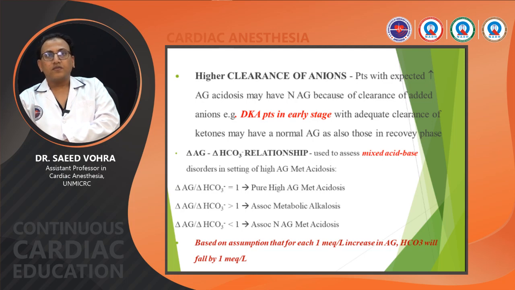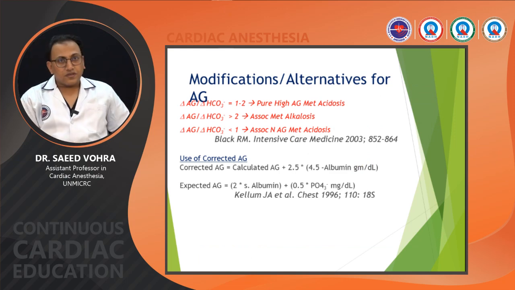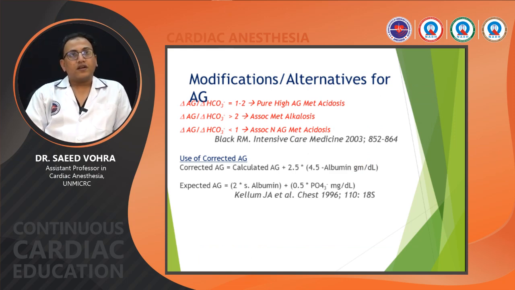The relationship between the difference of anion gap and bicarbonate: if the ratio of the change in anion gap to the change in bicarbonate is 1 to 2, then it is a pure high anion gap metabolic acidosis. If the ratio is greater than 2, then it is associated with metabolic alkalosis. If the ratio is less than 1, then it is associated with normal anion gap metabolic acidosis.